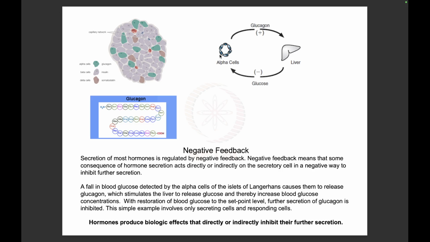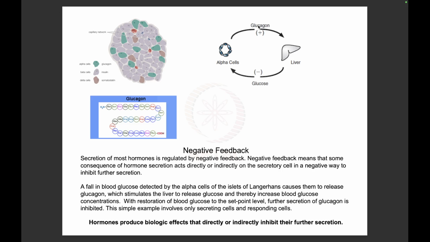For example, this is the alpha cell which secretes glucagon. When the glucagon is secreted, the liver is making the glucose converted to glycogen and storing it. That causes the reduction in the glucose concentration, and that gives a feedback to the alpha cell for lower production of glucagon. So a fall in blood glucose detected by the alpha cell of the islets of Langerhans causes them to release glucagon, which stimulates the liver to release glucose and thereby increase blood glucose concentration.